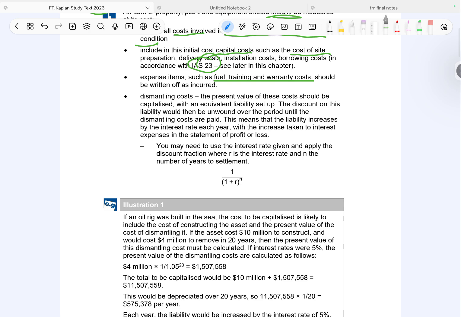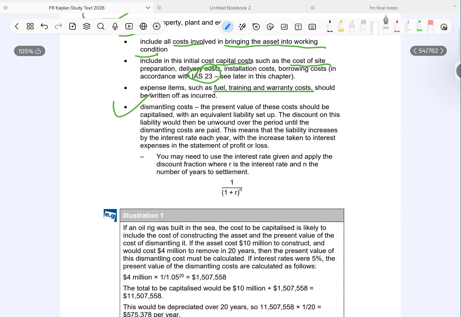Now let's talk about dismantling costs. The present value of these costs should be capitalized with an equivalent liability set up. The discount on the liability would then be unwound over the period until the dismantling costs are paid. This means that the liability increases by the interest rate each year, with the increase taken to interest expense in the statement of profit or loss. You may need to use the interest rate given and apply the discount factor, where r is the interest rate and n is the number of years to the settlement.